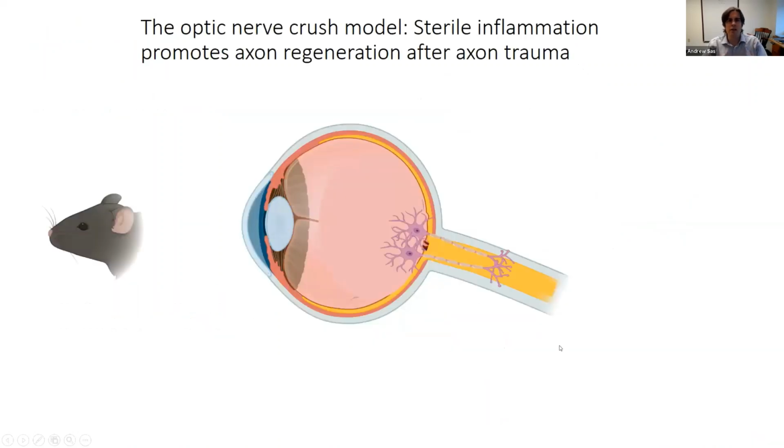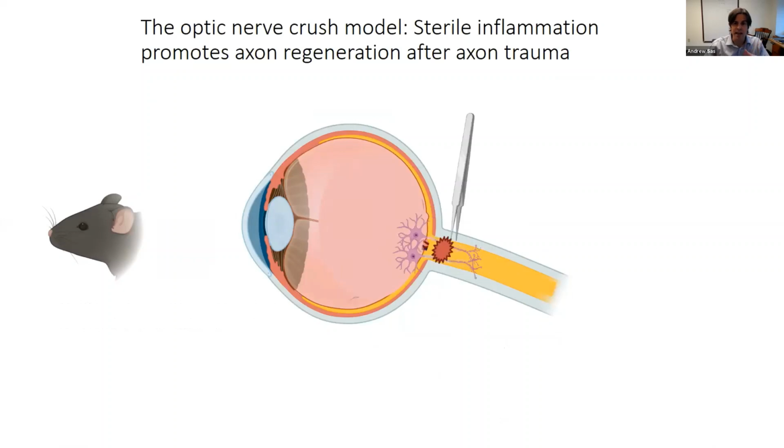However, there is a unique model that I work with called the optic nerve crush model, in which sterile inflammation actually promotes axon regeneration after the trauma. And this is completely opposite of all the other expectations and dogma that we see with neuronal trauma. And this is a very unique model.